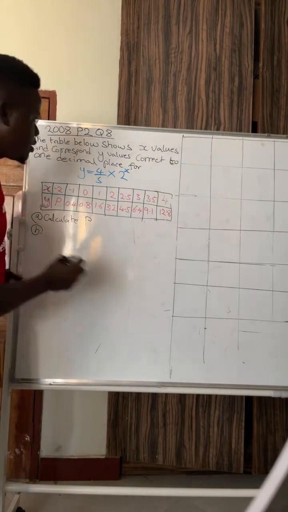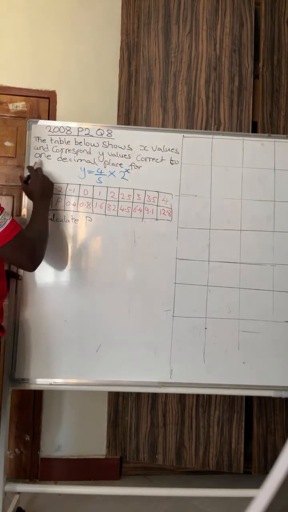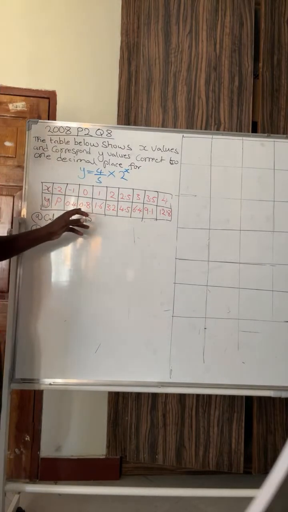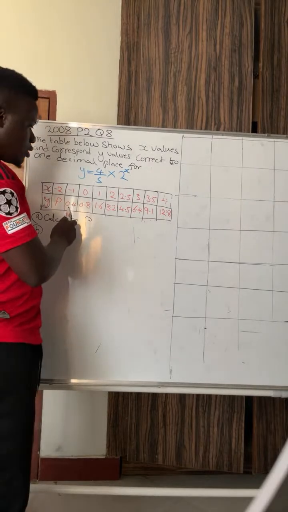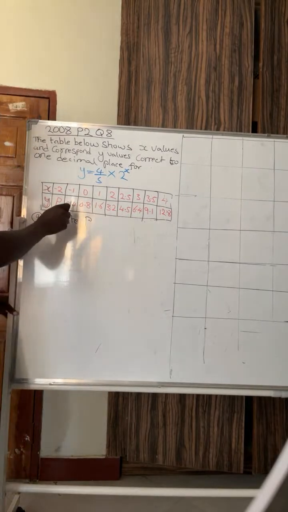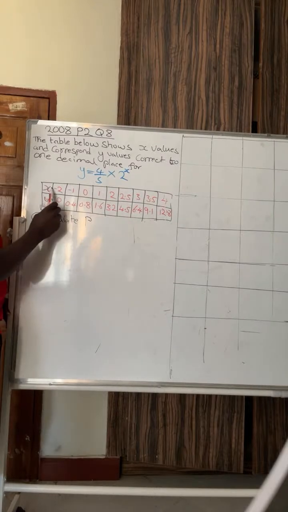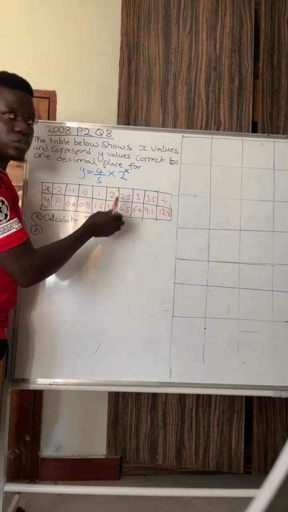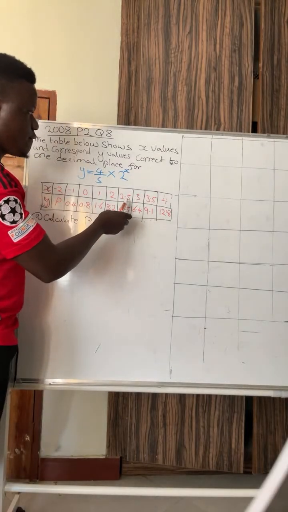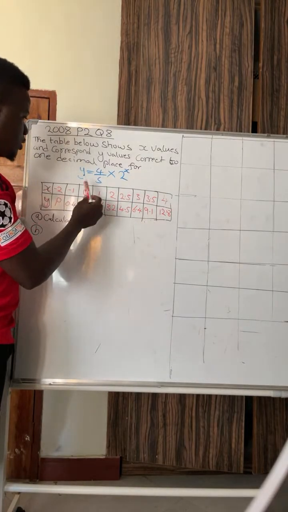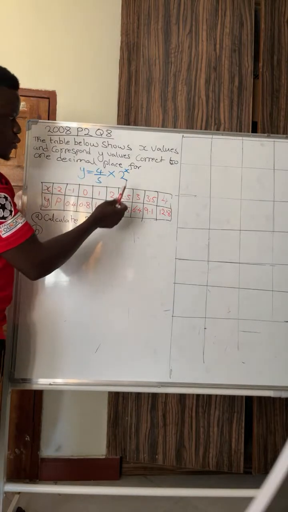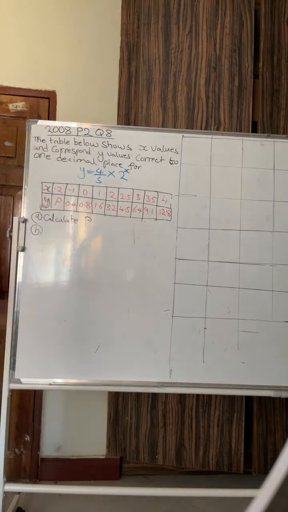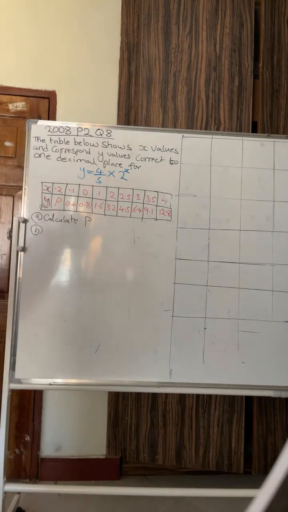The question says the table below shows x values and the corresponding y values, correct to one decimal place. The y values are 0.4, 0.8, 0.10. The x values are negative 2, negative 1, 0, 1, 2, 3, and it goes on like that.